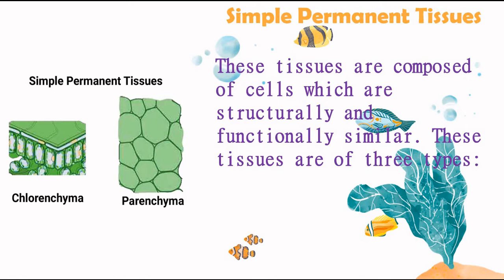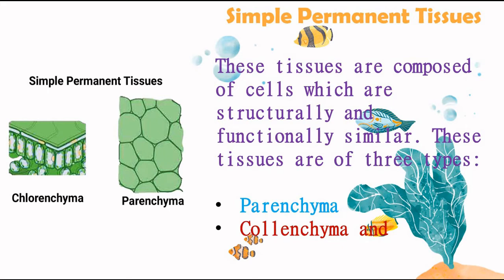So the first type of simple permanent tissue would be the parenchyma. The second type would be collenchyma, and the last type is sclerenchyma. I'm reading it once again so that you'll remember the names.